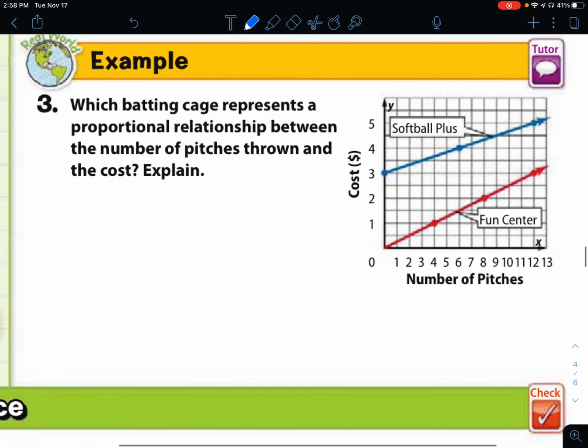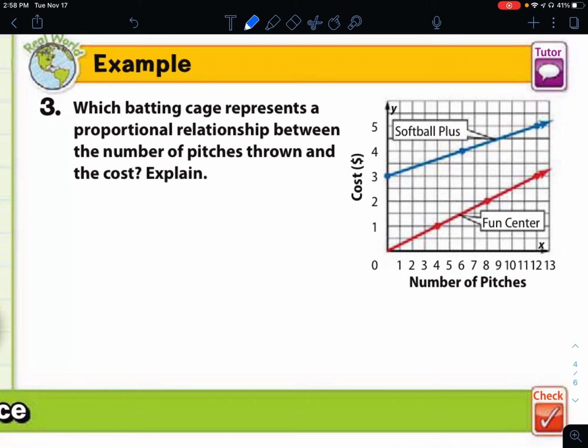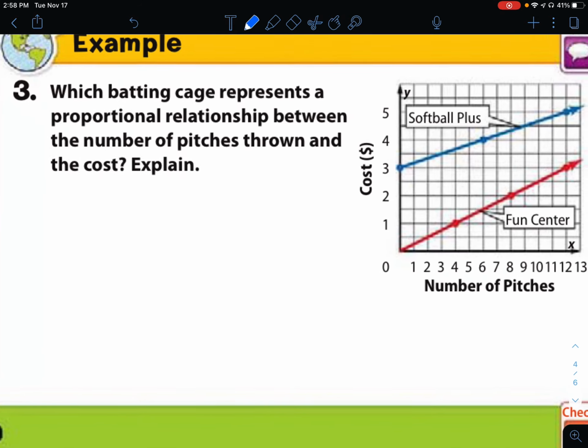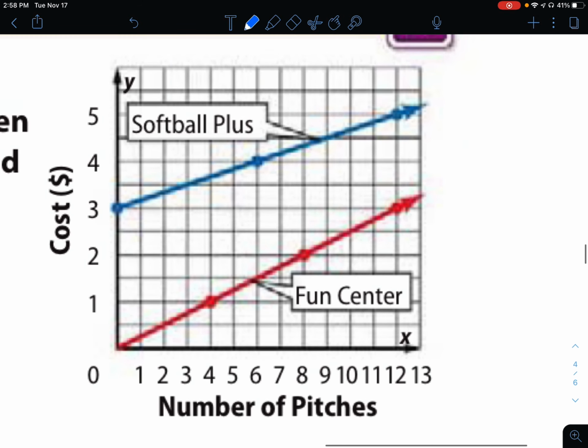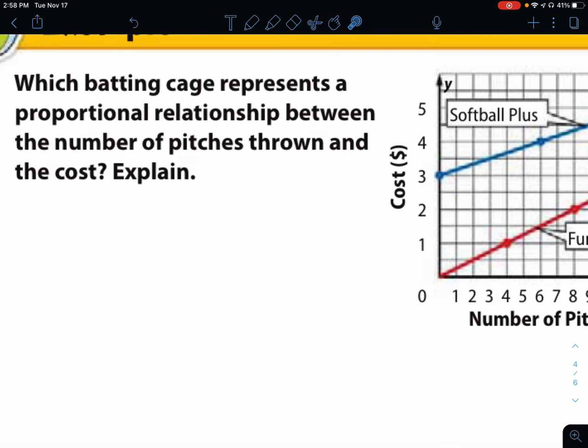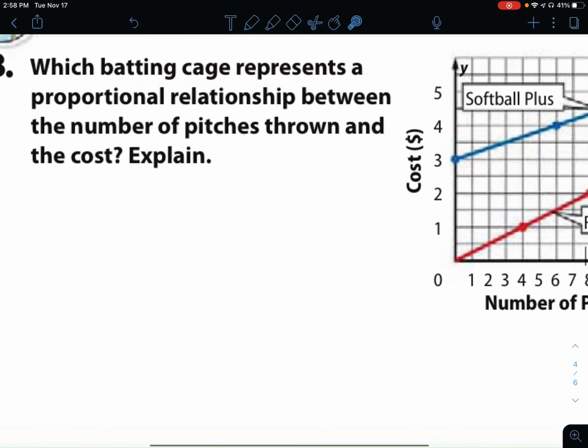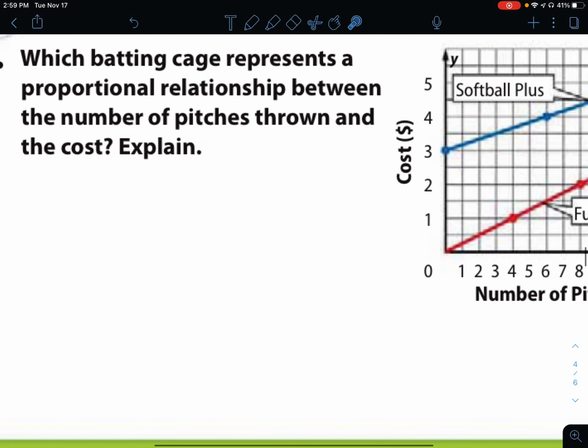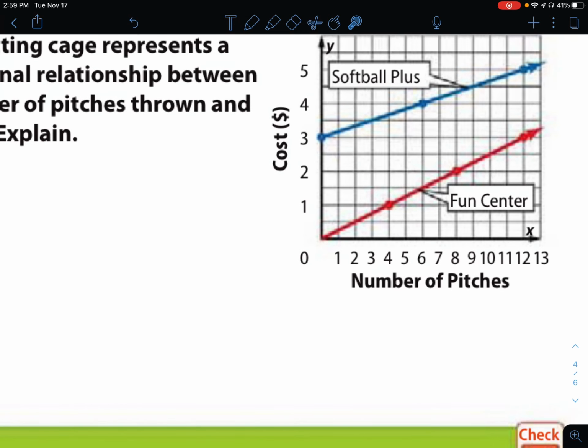Last example, of course, will always be a word problem. So in example number 3, we talk about baseball. In this case, it's asking which batting cage represents a proportional relationship between the number of pitches thrown and the cost. So you have this graph right here. This is the batting cage for Softball Plus. That's the name of the batting cage. And this is for Fun Center. So again, it's asking which batting cage represents a proportional relationship between the number of pitches thrown, which is our x, and the cost.